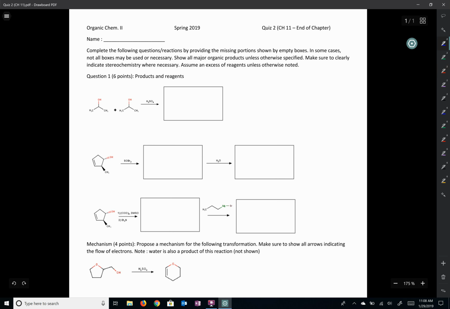Okay, we're looking at the second quiz from the spring semester for Organic Chemistry 2. And this is kind of covering the end of Chapter 11, along with some of the review that we had from Organic Chemistry 1 there. So let's take a look at question 1 here.